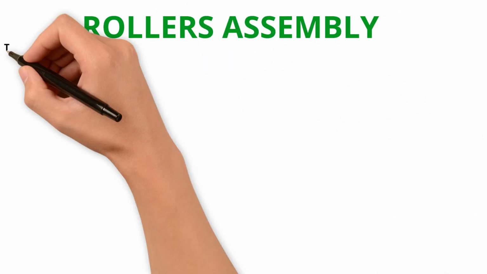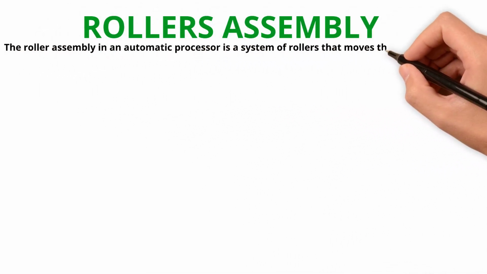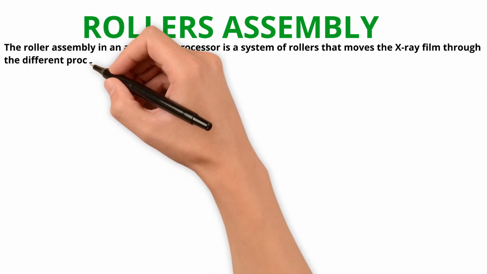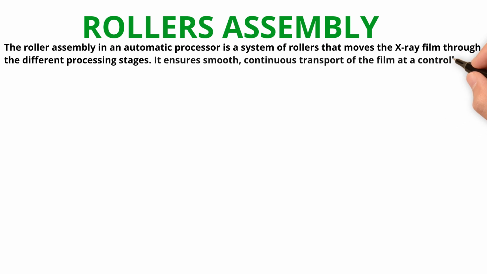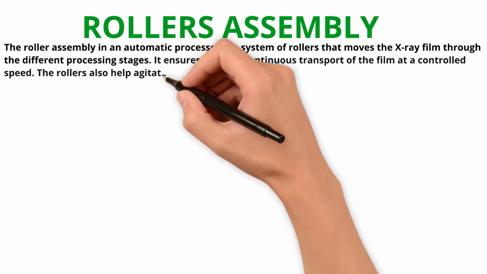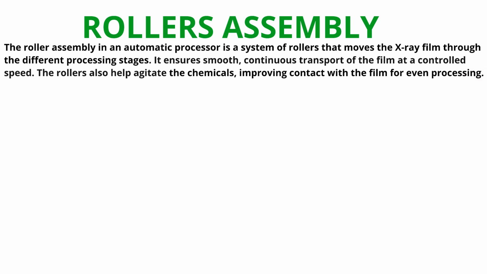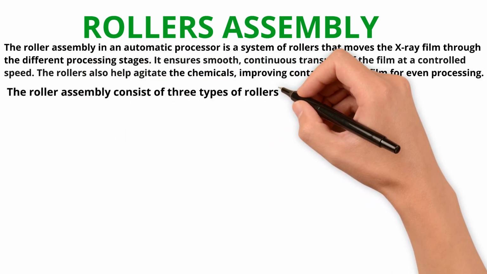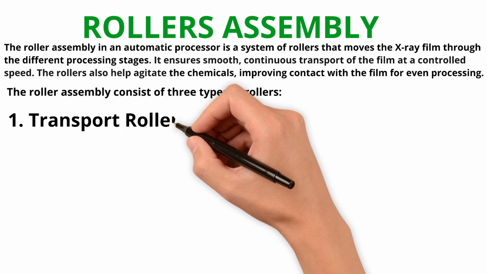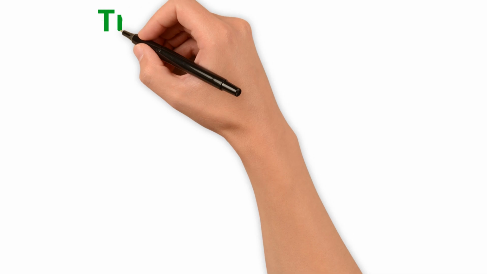The roller assembly in an automatic processor is a system of rollers that moves the X-ray film through the different processing stages. It ensures smooth, continuous transport of the film at a controlled speed. The rollers also help agitate the chemicals, improving contact with the film for even processing. The roller assembly consists of 3 types of rollers: 1. Transport rollers. 2. Master rollers. 3. Planetary rollers.